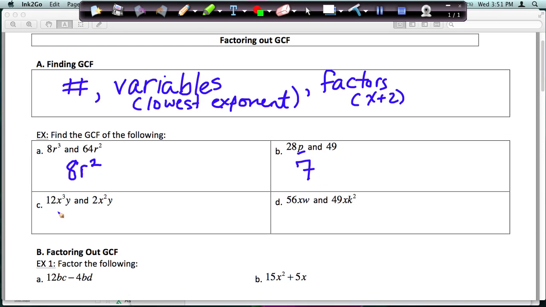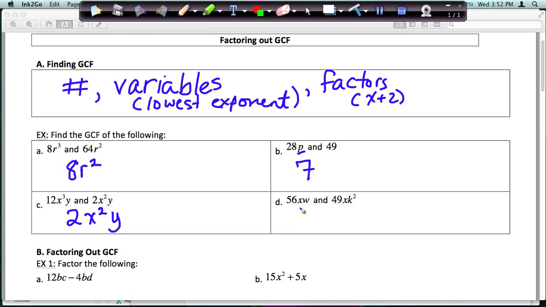For C, we look at 12 and 2, the GCF is 2. It's the largest number that divides into both of those. Now let's look at both variables. First, x cubed and x squared. The smallest exponent is x squared. And then we have y, and the smallest exponent would just be y.